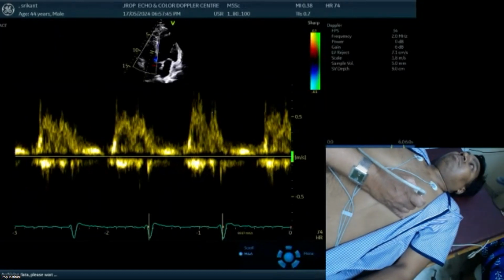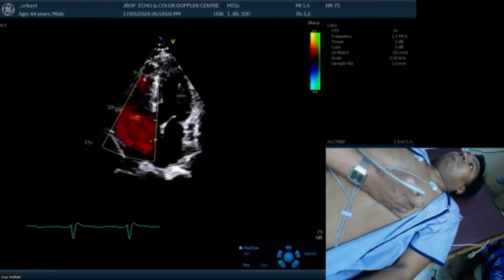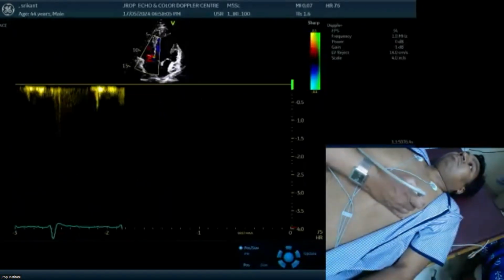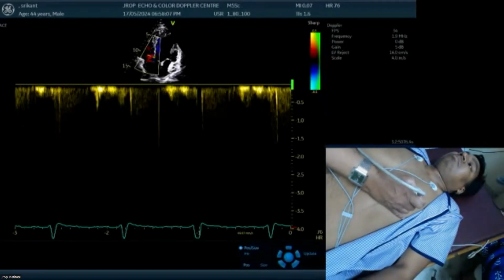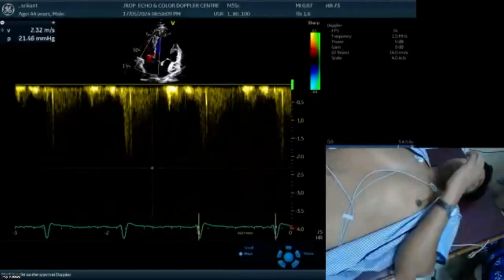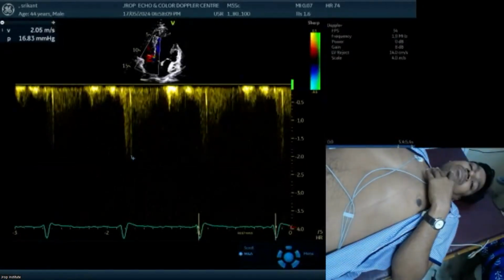Now look at the colors of a tricuspid regurgitation jet. This is focused RV mode, and I'm finding some colors over here, and I'm going to keep my Doppler spectrum pattern into the colors. As soon as I put my colors, look, I'm getting my TR jet gradients of almost 2 meters per second. Right?